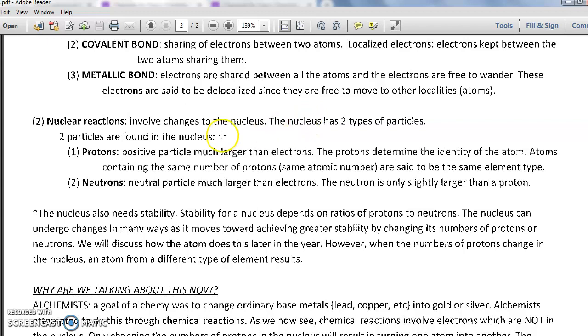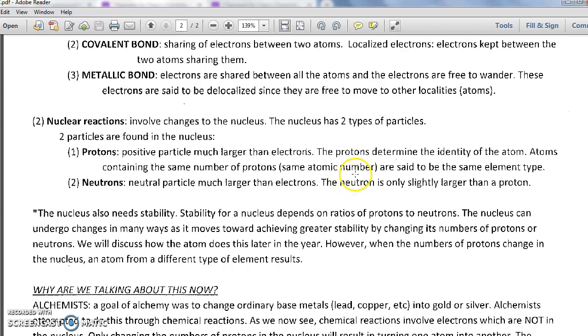Again, the nucleus has 2 particles. The protons are a positive particle, much, much larger than the electrons. It's the number of protons that determines the identity of an atom. If an atom has 1 proton, it's hydrogen. If it has 2 protons, it's helium. If it has 3 protons, it's lithium, etc., etc.